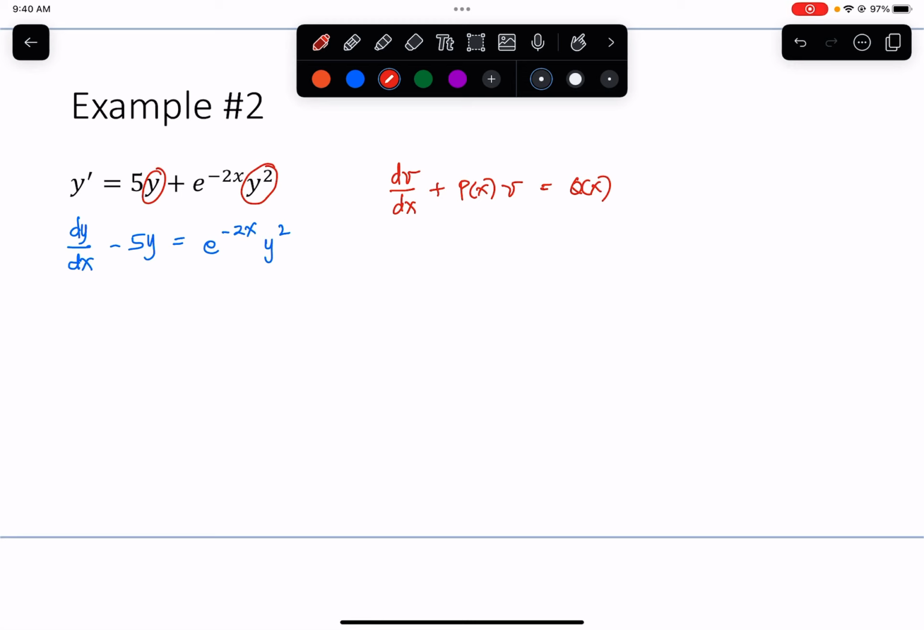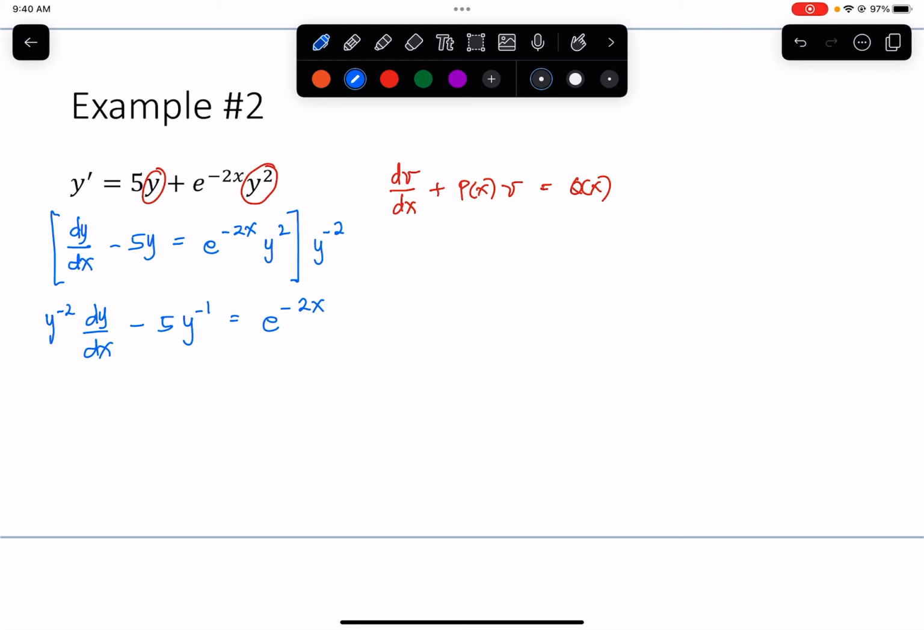In this case, supposedly for q of x, we have e raised to negative 2x y squared. But because of the presence of the y squared, it's not linear. So therefore, we work on that by multiplying everything by its inverse, y raised to 2, so that would be y raised to negative 2. Doing so we'll have y raised to negative 2 times dy over dx, and minus 5, y raised to 1 times y raised to negative 2, so 1 minus 2 would be y raised to negative 1. And is equal to e raised to negative 2x. So y squared times y raised to negative 2 will be 1.